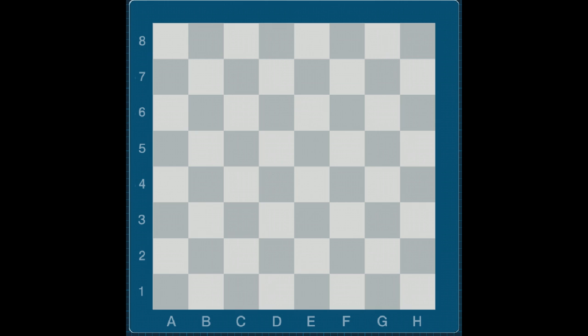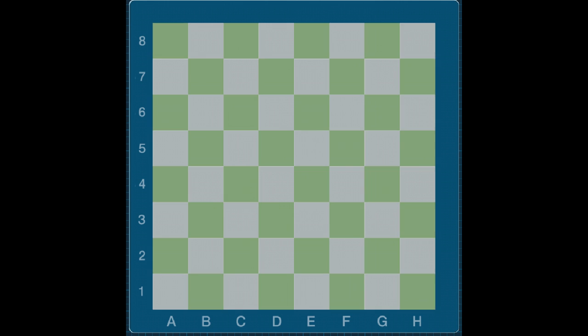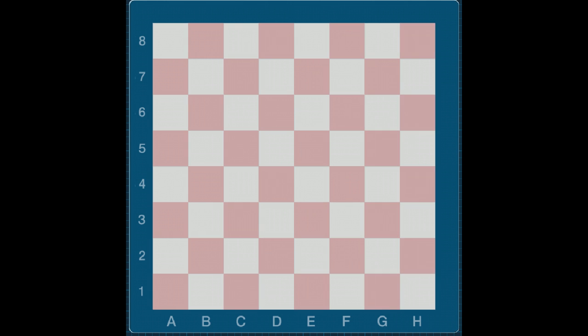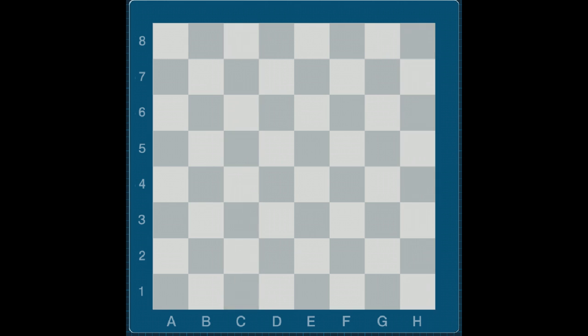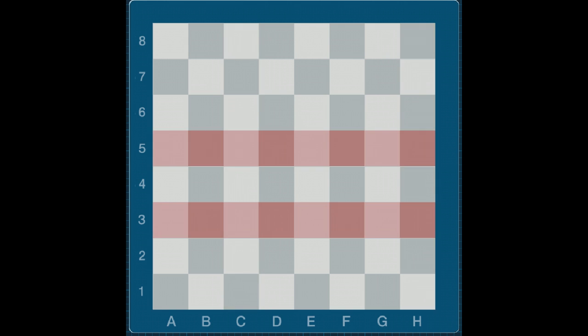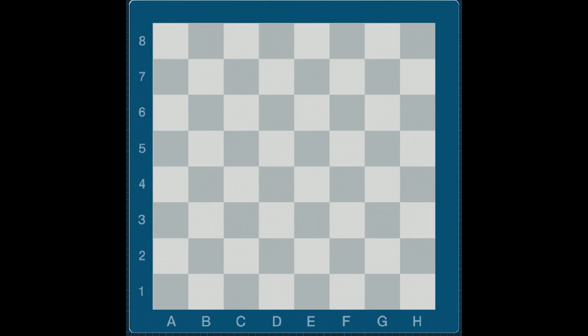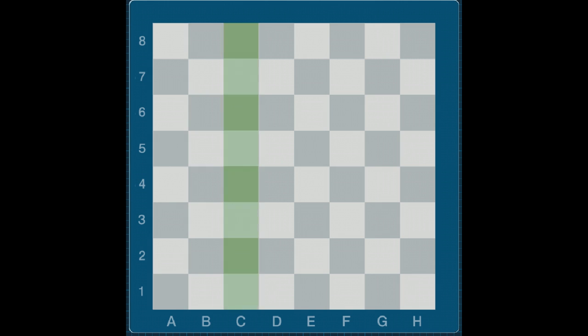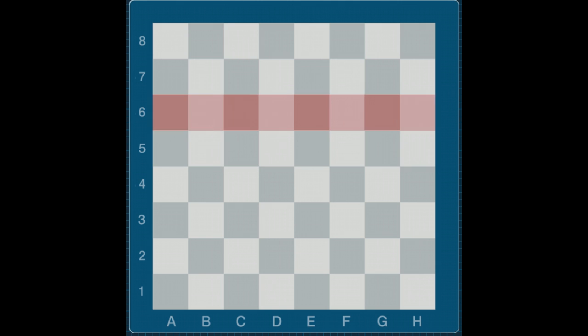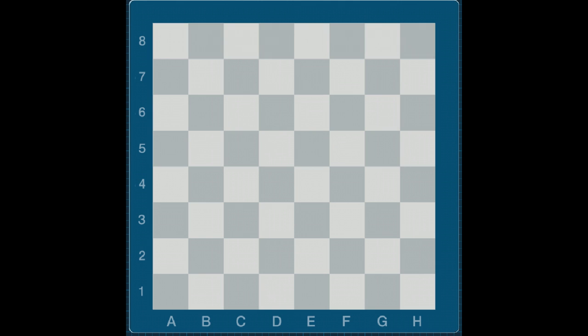Let's begin with the chessboard. There are 64 squares on the chessboard, 32 light, 32 dark. When we talk about the game, the lines that run vertically up and down the board are called files. The lines that run horizontally across the board are called ranks. And the lines that cut diagonally through the board are called diagonals. So these are your files, these are your ranks, and these are your diagonals.